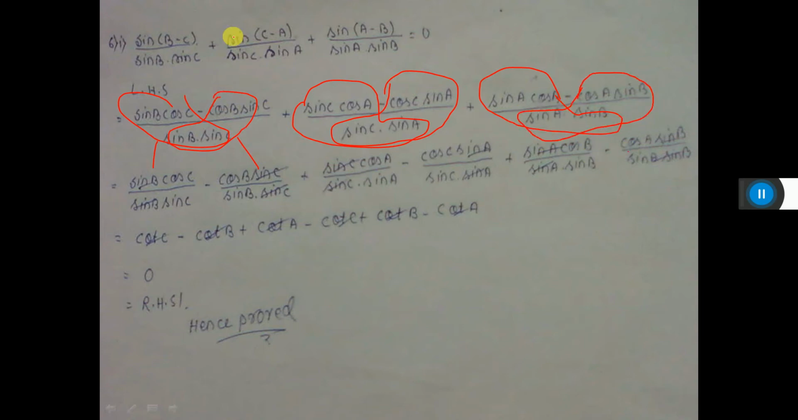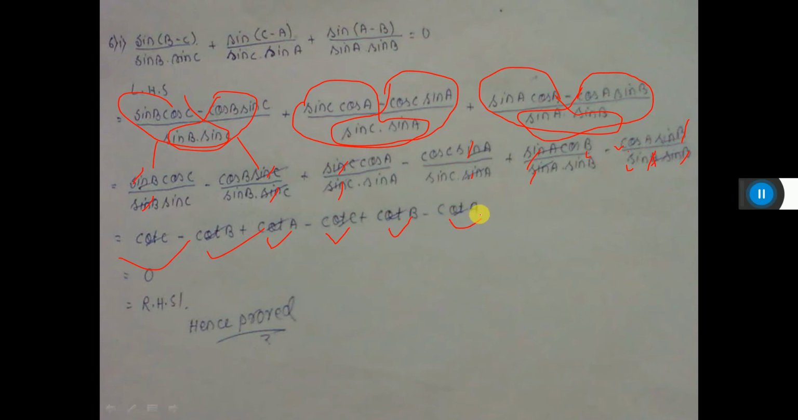Now see, many will cut this sin b, cut this sin c also, cut sin c, sin c, sin a, sin a, sin a, sin a, and sin b, sin b. Here cos by sin will be cot: cos b by sin b is cot b, cos c by sin c is cot c, cos a by sin a is cot a.